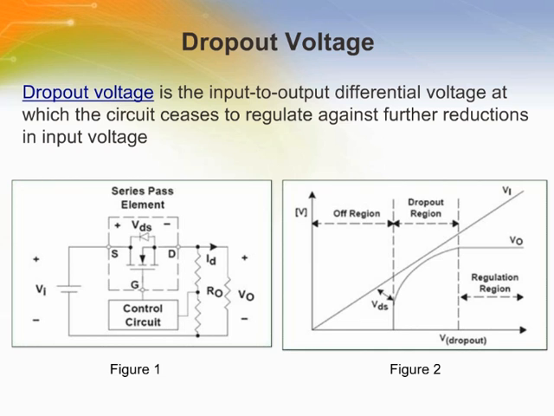In the saturation region, the device becomes a voltage-controlled current source. Voltage regulators usually operate in the saturation region. Figure 2 shows the dropout region in relation to the off and regulation regions. Below V dropout, the output voltage drops with decreasing input voltage.